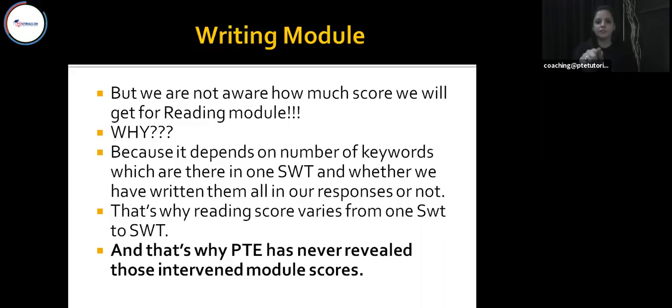For example, if this particular summarized written text is coming in the writing module, only the score for writing is there, they have not revealed the score for reading. Only one thing is written, partial credit. What about that partial credit? Half of marks? I will say no.